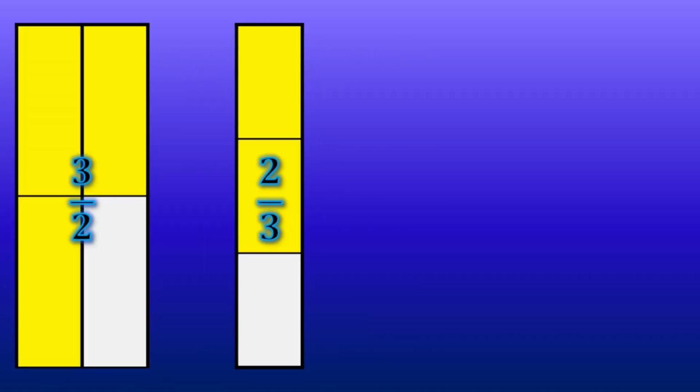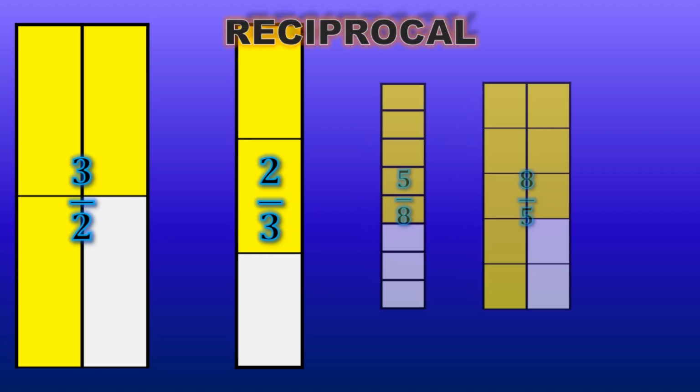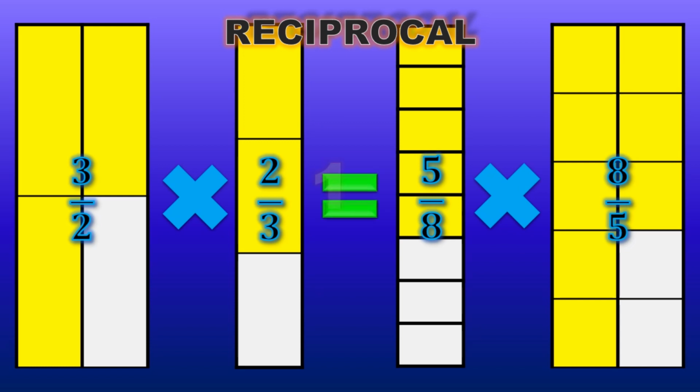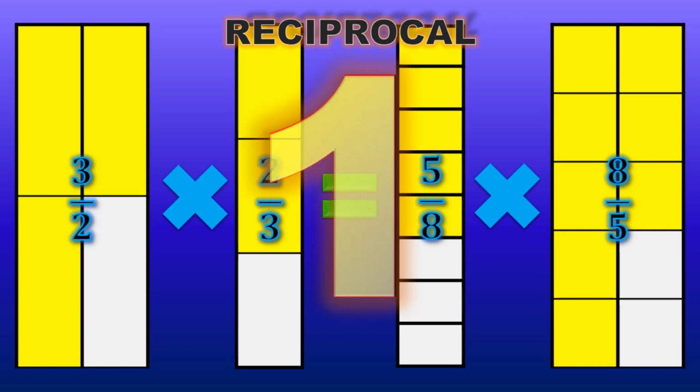When you switch the numerator and denominator of a fraction, then you have gotten its reciprocal. 5 over 8 is the reciprocal of 8 over 5, and 8 over 5 is the reciprocal of 5 over 8. Now, any number multiplied by its reciprocal can only result in one answer. Emphasis on 1.